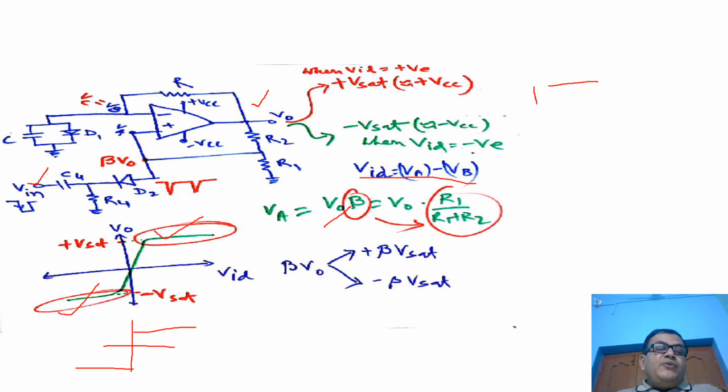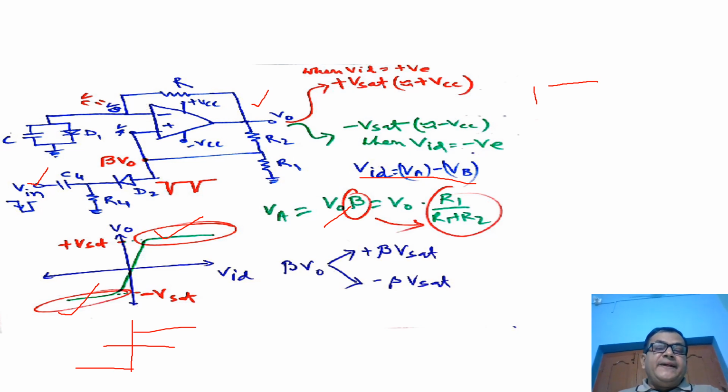And what will be the voltage of this point, this VB? As we have considered an ideal diode, the voltage of this point will be the voltage of the diode, that is 0. But in a practical scenario, the voltage of this point will be the diode voltage VD, that is 0.7 for silicon diode. So for our convenience, for the time being, we are considering the voltage of this point is 0, and the voltage of this point is plus beta into Vset.